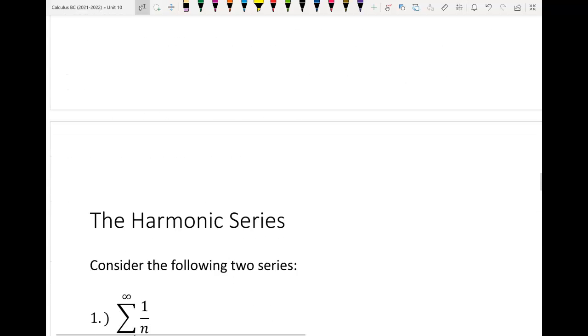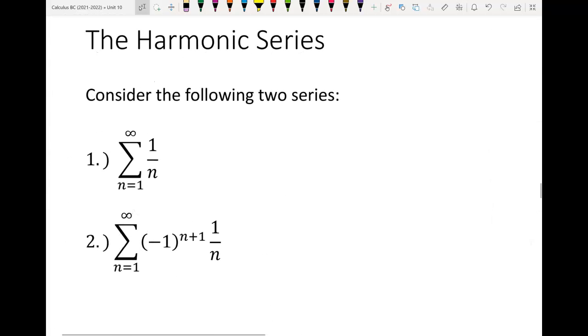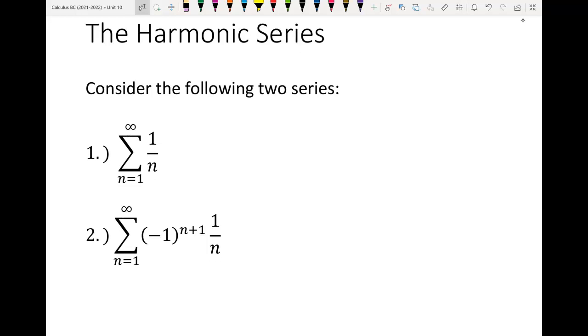Okay, so to kind of get the idea, I want you to consider these two series. So we have these two series, one of which, the first one is our harmonic series, right? What do we know about series number one, about converging or diverging? That diverges by the p series, right? Okay, p is equal to 1, it diverges.